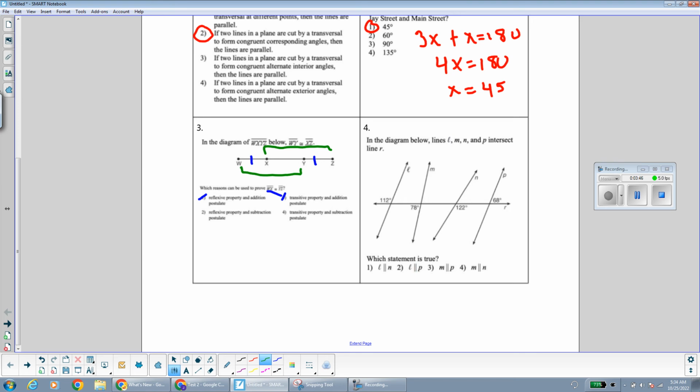Now I'm between reflexive and transitive property with my subtraction. Let's talk about what the subtraction would look like. If I start with WY, from WY, if I take away XY, I'm left over with WX. On the side, if I start with XZ, and I take away XY, I'm left over with YZ.